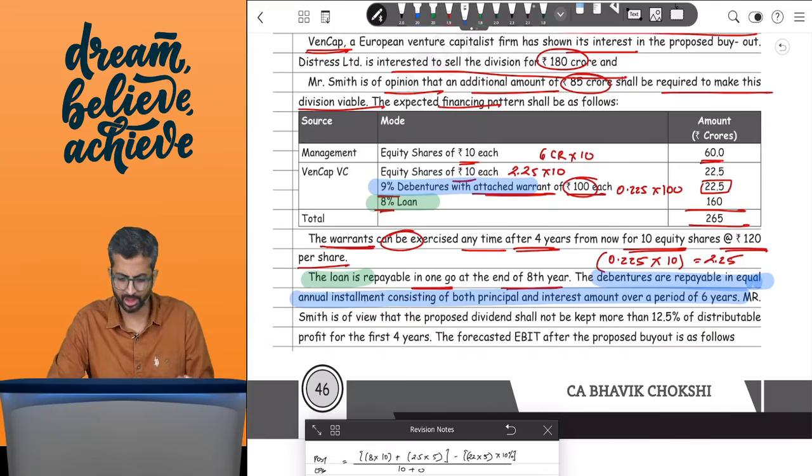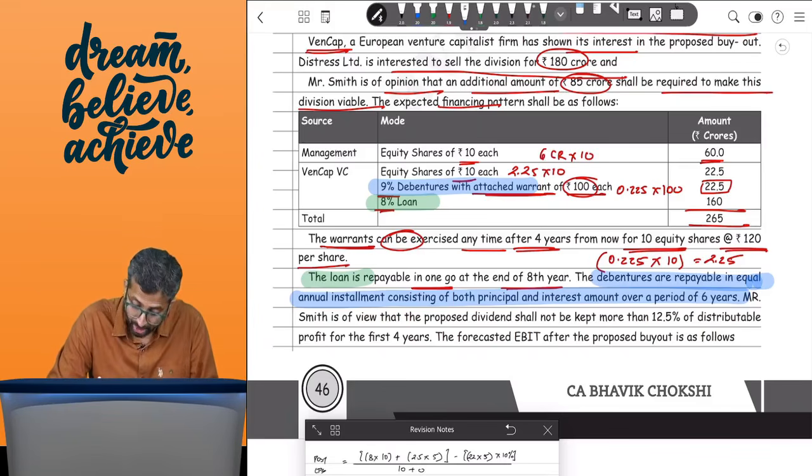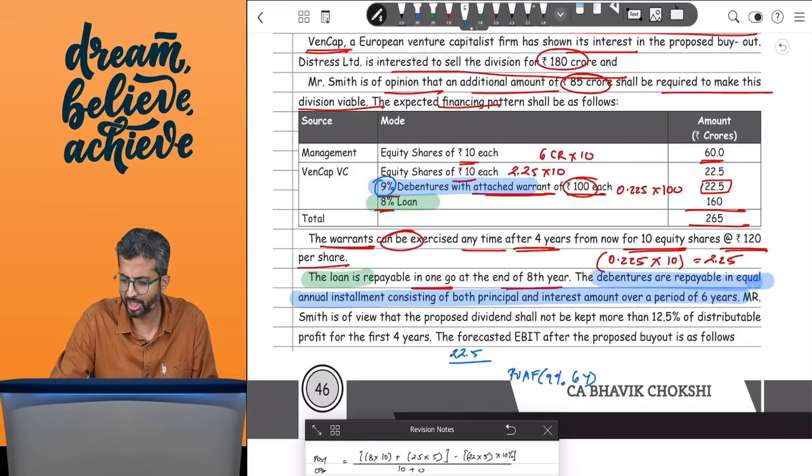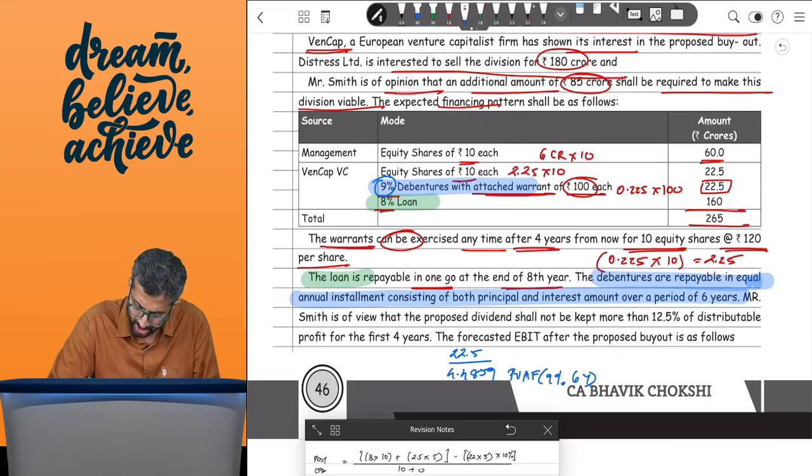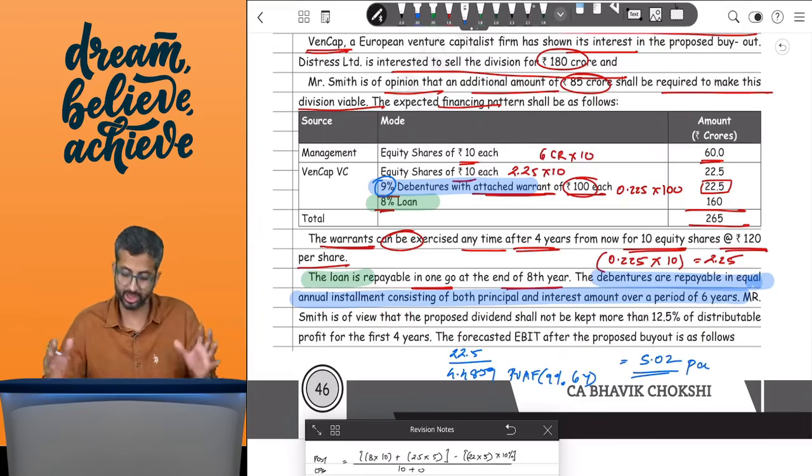Nothing is repaid over 8 years, but for the debentures, 22.5 crores divided by the PVAF at the rate of, how much does the bank want to earn? Debenture holder wants to earn 9% for a period of 6 years. So 1 divided by 1.09, 1, 2, 3, 4, 5, 6, and you get around 4.4859. So if I divide 22.5 by this, I think I get around 5.02 approximately. This is the equated annualized installment that you will pay in each of the year over the 6-year period.